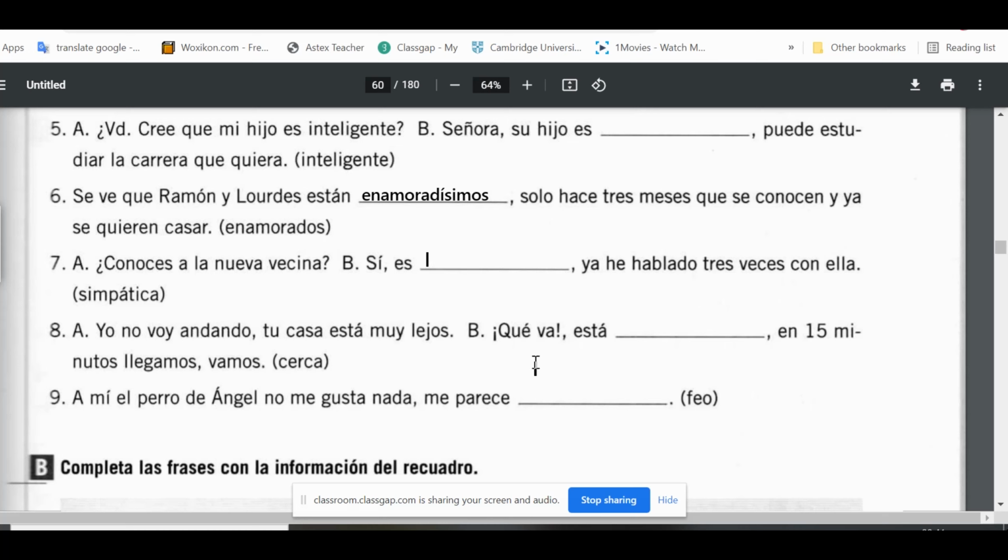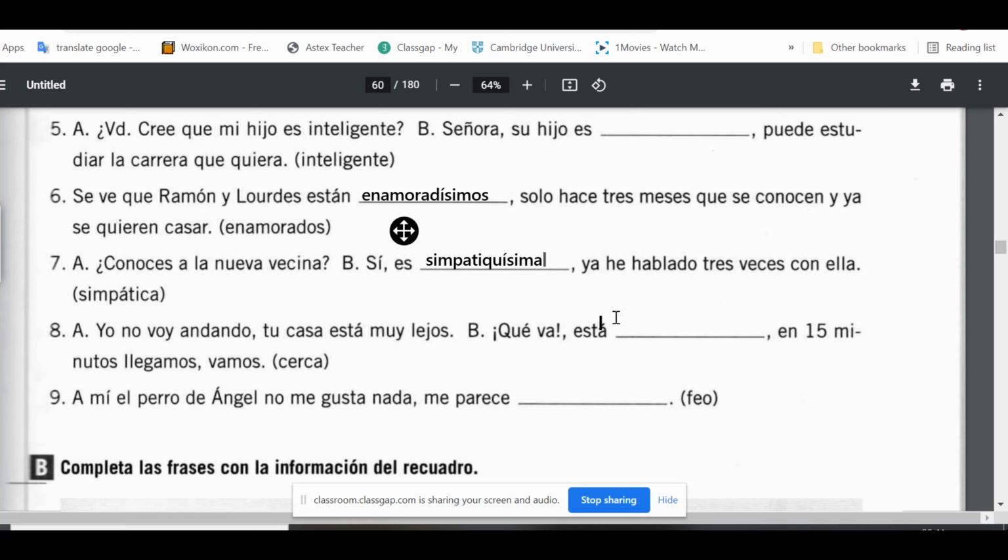¿Conoces a la nueva vecina? Sí, es simpaticísima. Simpaticísima. Okay, sí, it becomes qu. Simpaticísima. He hablado 3 veces con ella.